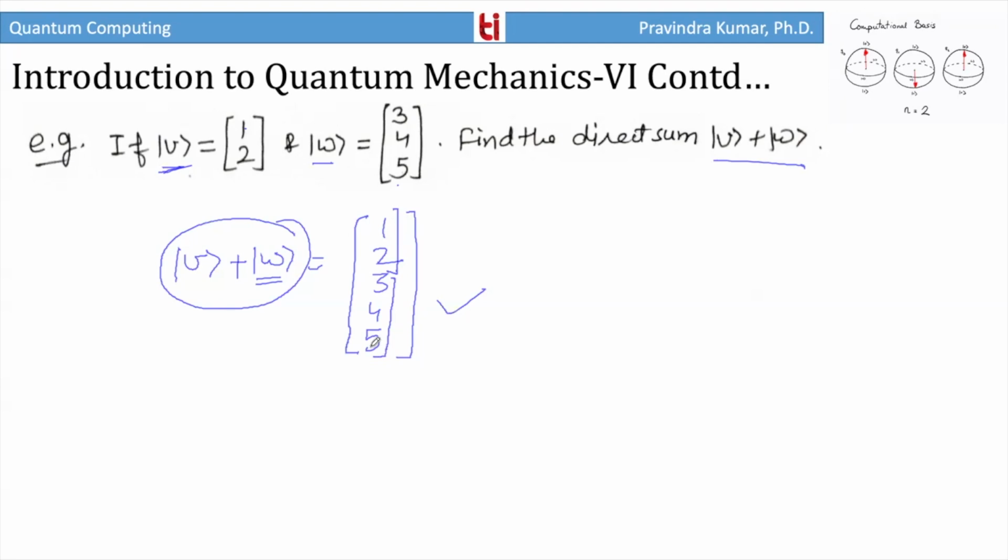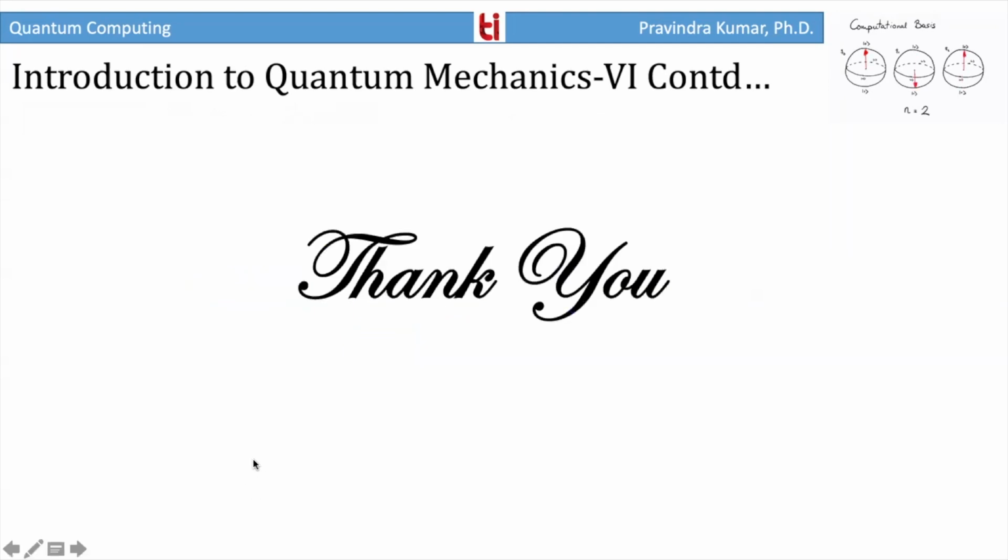In the next lecture we will discuss quantum computation with single qubit gates like Pauli X gate, Pauli Y gate, Pauli Z gate, Hadamard gate, and also we will discuss the concept of the Bloch sphere. Till then, thank you.